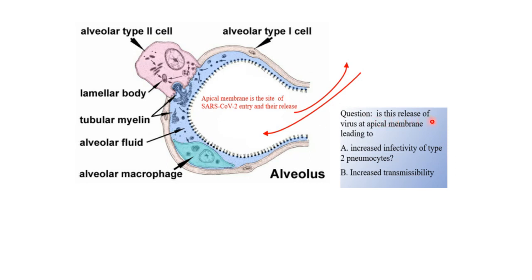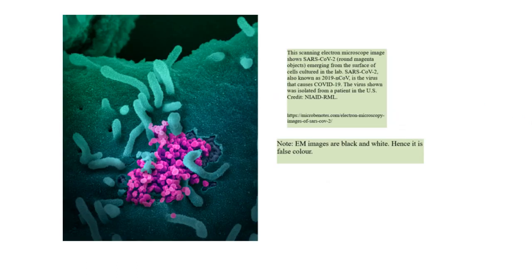Question: is this release of virus at apical membrane leading to increased infectivity of type 2 pneumocytes and increased transmissibility? That is to say, this is going to the airways, the bronchi, trachea, and the nasopharynx in the nose, leading to outside world. Here are virus particles being released from the cell.